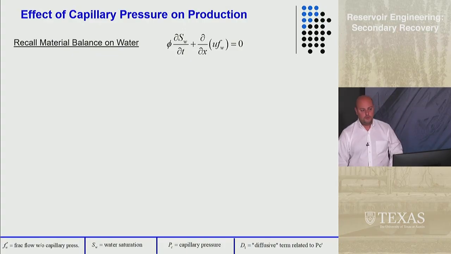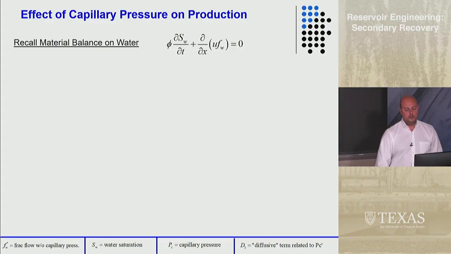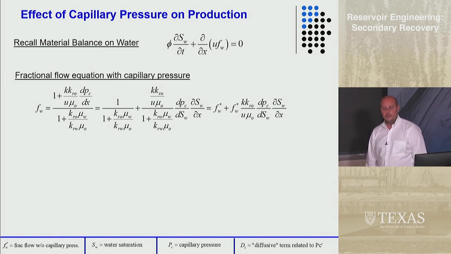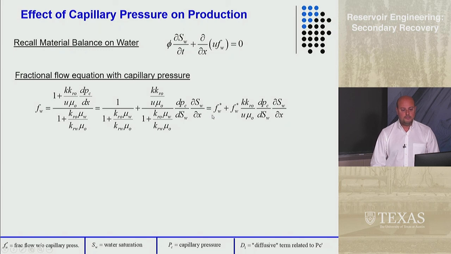Just as a very quick review, this was the mass balance on water. This is true no matter what. This is in the dimensional form. The fractional flow with capillary pressure but without gravity looks like this. I won't go through all those steps again, but you can do a little bit of algebra and break it up this way. This is a chain rule: dPc/dx is dPc/dSw times dSw/dx.